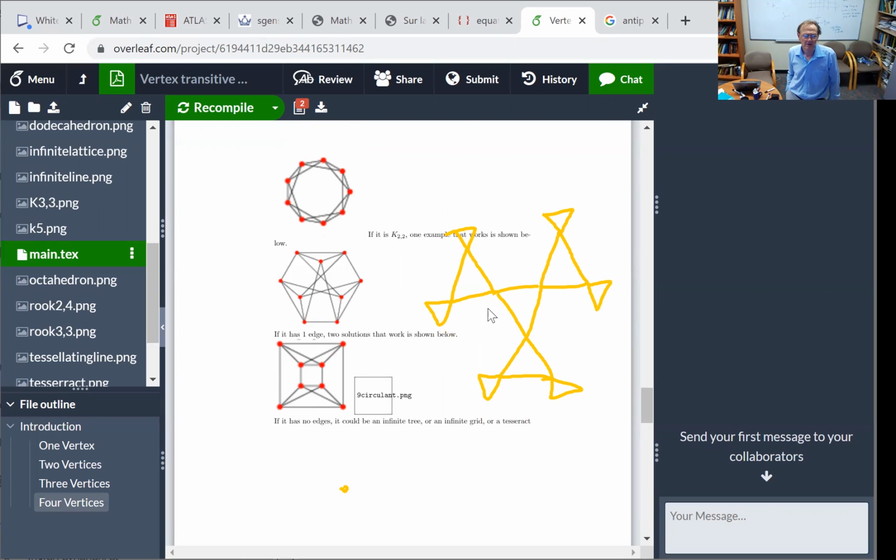The one you just drew has two edges, but for the one edge case, it's this nine-circular graph and this, I think it's called a rook graph for two, or something. Not bad. I'm not sure what it's called. Yeah, I don't know either. So it's fine.